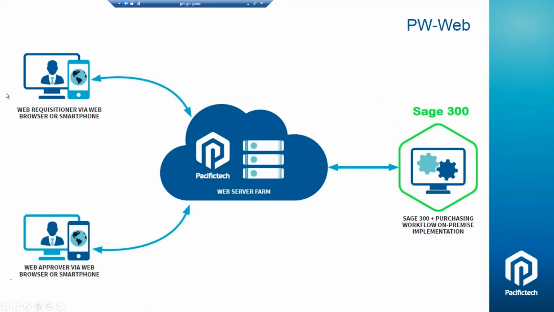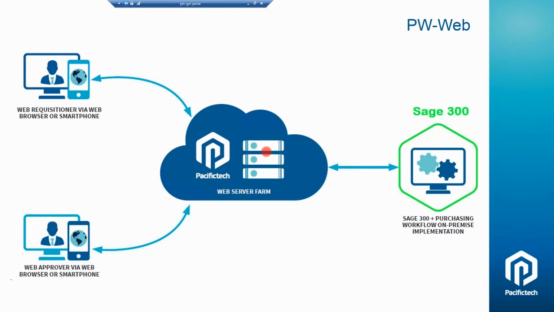All right, now I've touched on PW Web a couple of times, and there are a couple of really important points about it. This is showing over here on the right-hand side your Sage 300 system, wherever it's set up currently, within your own server room or within a data center. With PW Web, we've got software running on our servers in a data center in Melbourne.